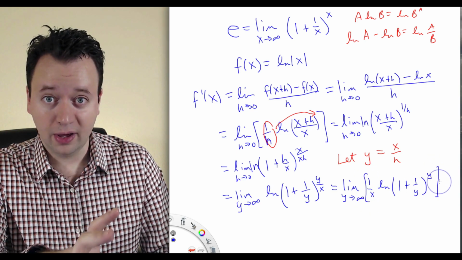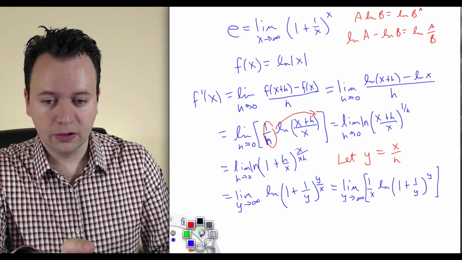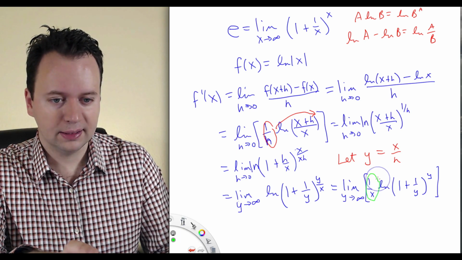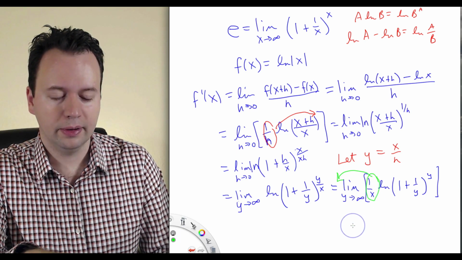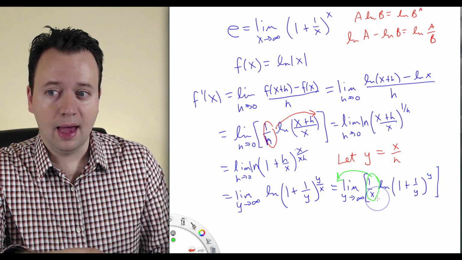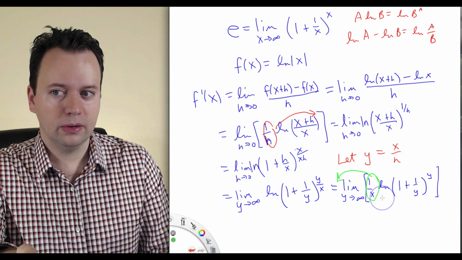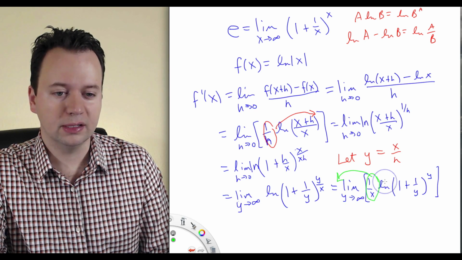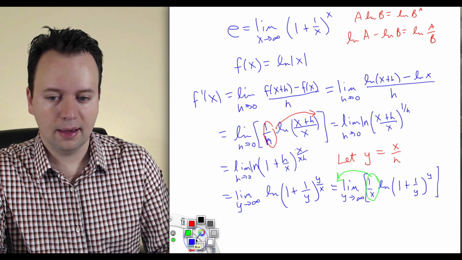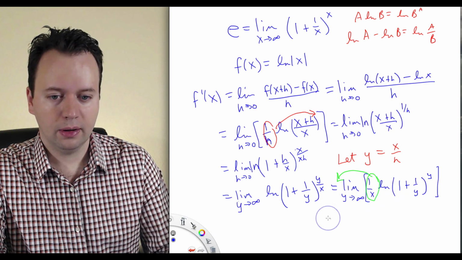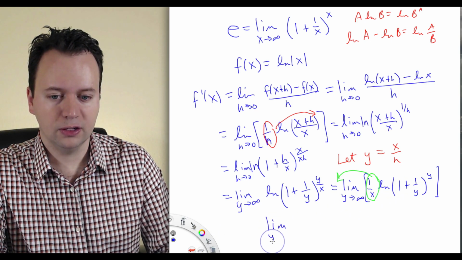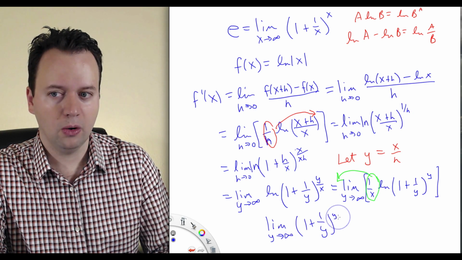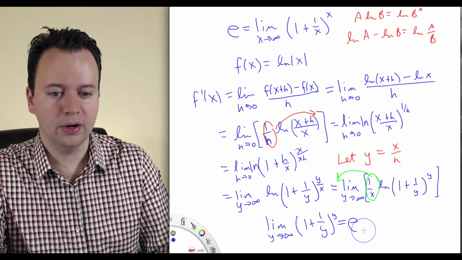Now x is fixed as we take this limit. So we can take this 1 over x and just pull it out. And also, I'm not going to justify this in great detail, but you can also basically move this limit into the ln. And so the limit as y goes to infinity of 1 plus 1 over y to the power of y is just equal to the number e.